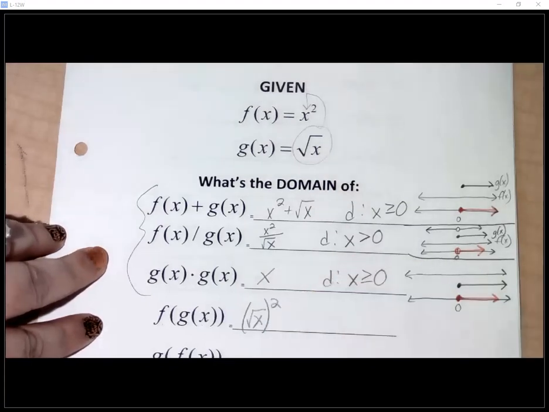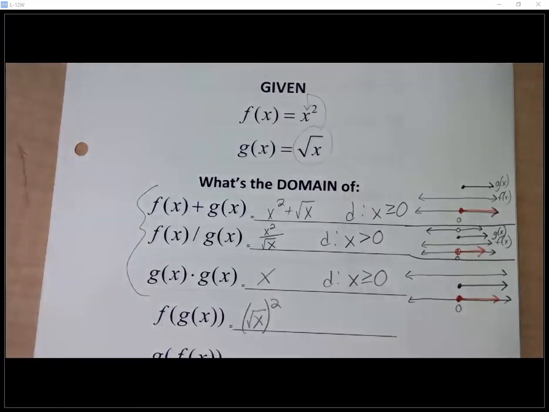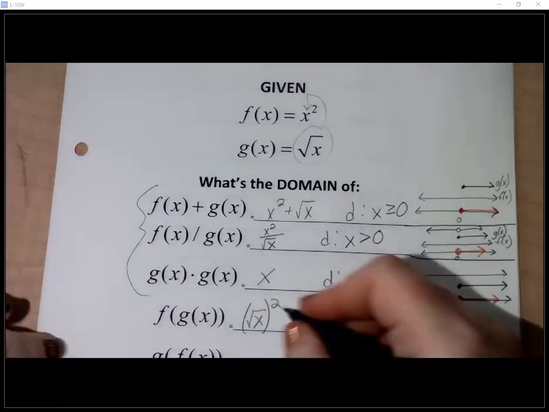Just like that. So you need the parentheses here. It actually doesn't really matter. Yep. Yes. So if you simplify that, you just get x.